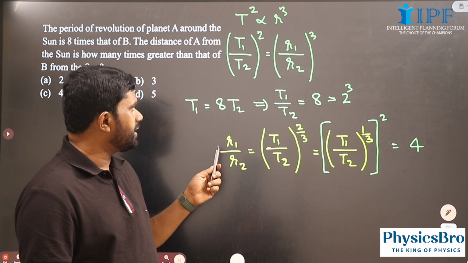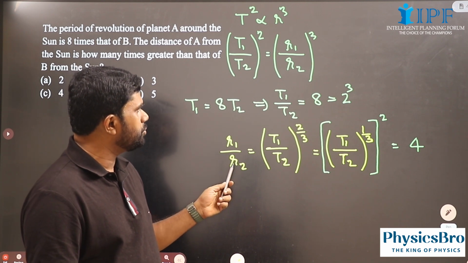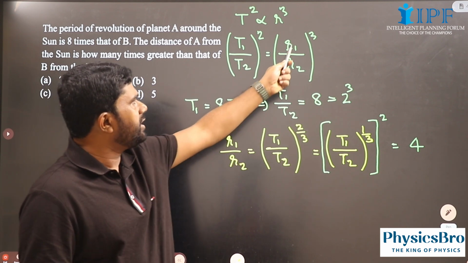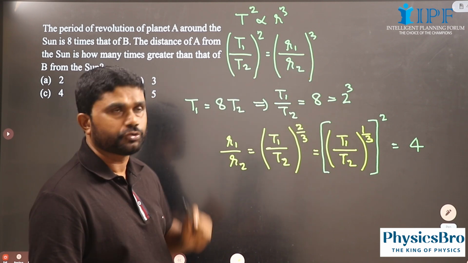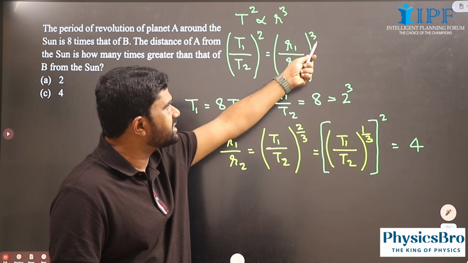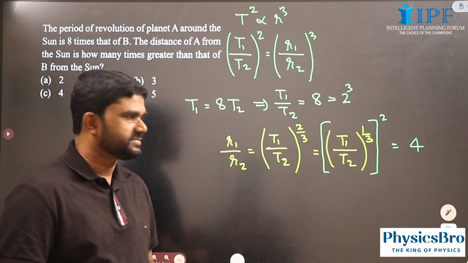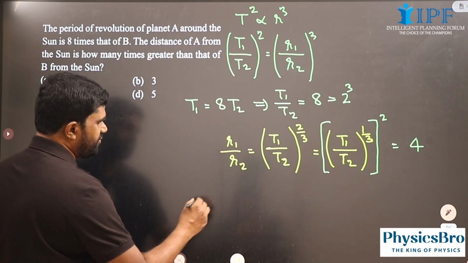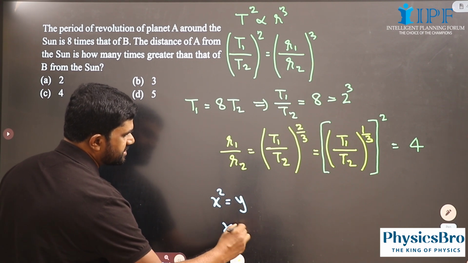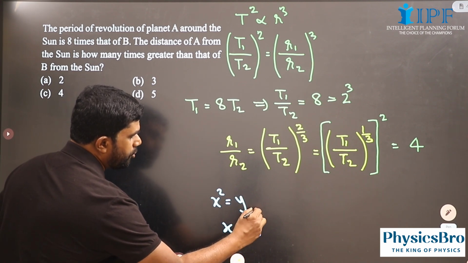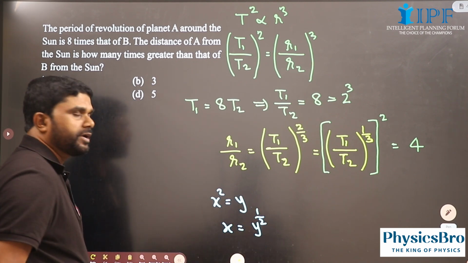So let us see, R1 by R2 whole cube is equal to T1 by T2 whole raised to 2. When you take this 3 to the other side, see, suppose you have x square equal to y. Then what is x? x equal to root y, or you can write y raised to 1 by 2.